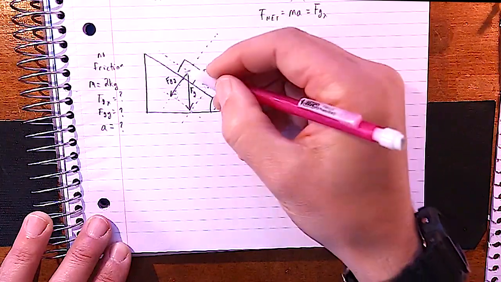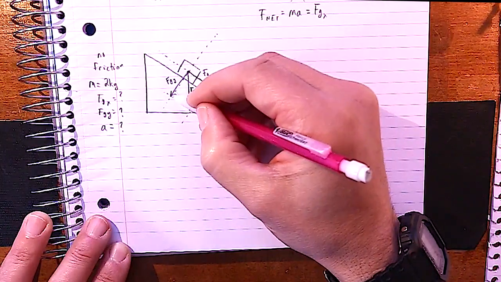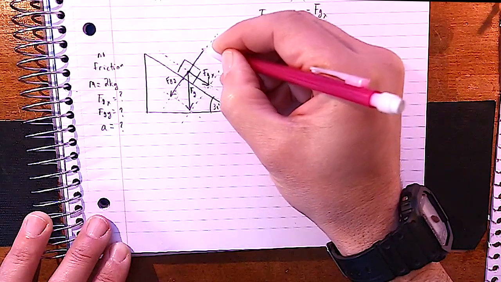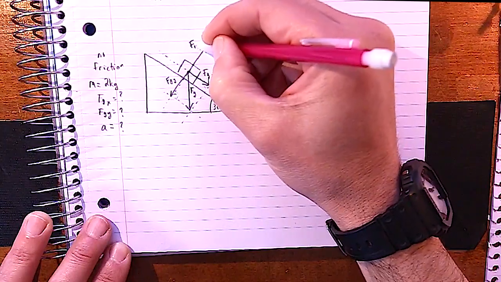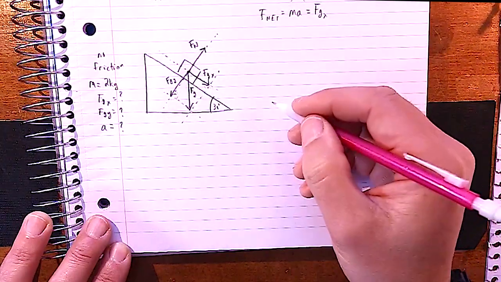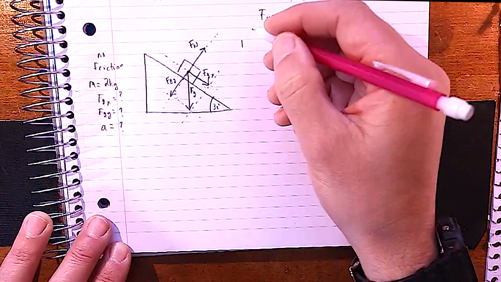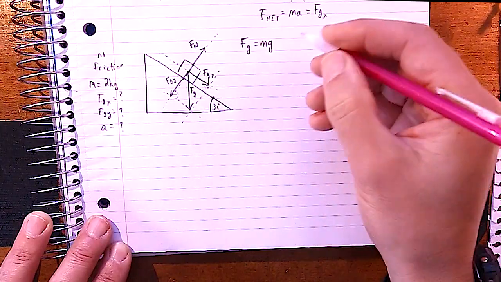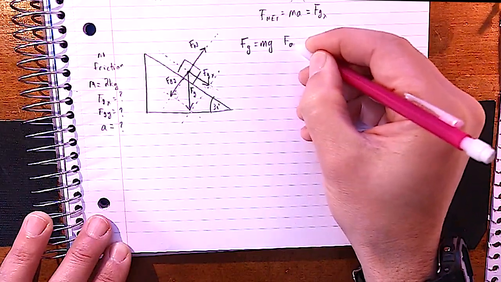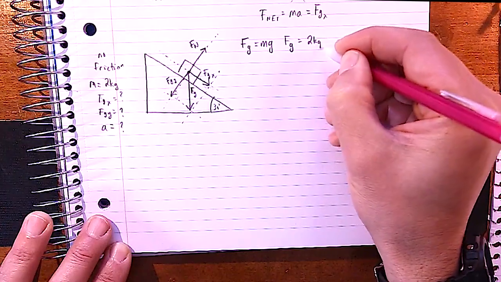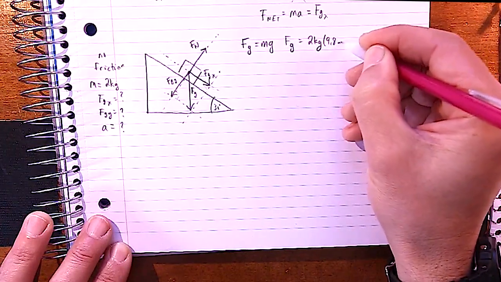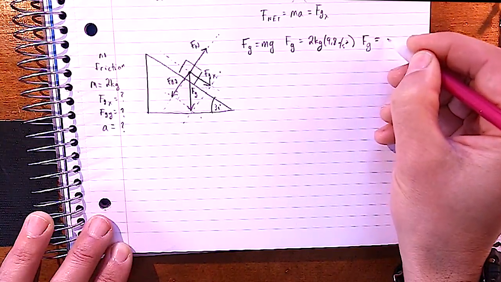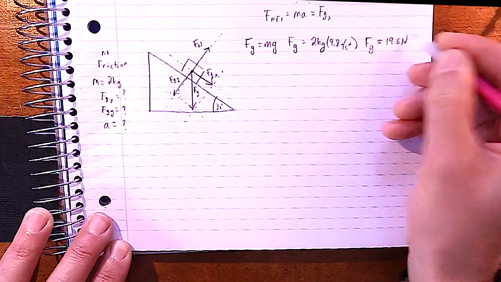And then we can throw in our force normal, because we know that the force normal is going to be opposite Fgy, and that's what's going to cancel it out and keep it from accelerating in the y plane. So we will start out by saying Fg is equal to mg. We have to find this weight component, and that's going to be equal to 2 kilograms times 9.8 meters per second squared. So our weight is going to be 19.6 newtons.